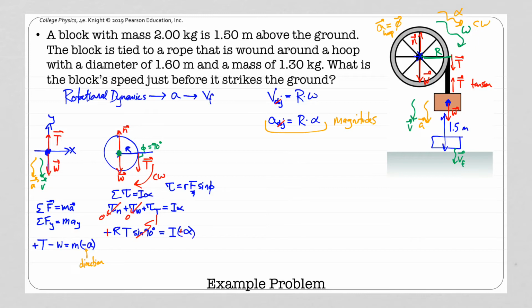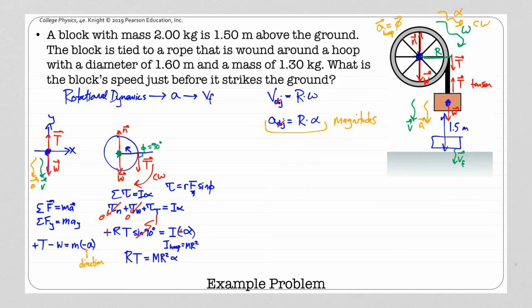Notice that those would end up just canceling for us. We can also say that the moment of inertia for a hoop is MR squared, because all of the mass of the hoop is concentrated at a distance R from the axis of rotation. That's a value that you can get off of a table of moments of inertia.